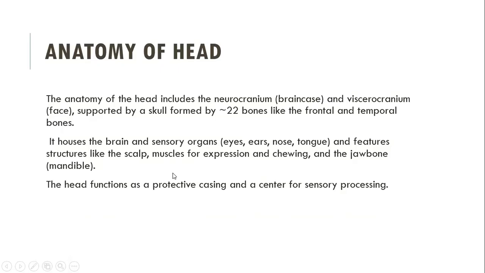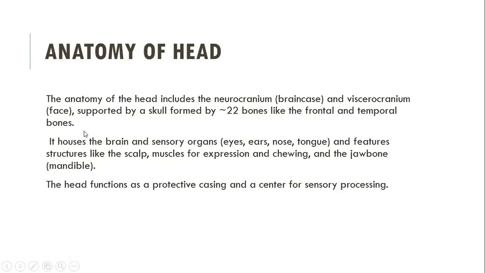So, basic surgical anatomy. Now, what is the basic surgical anatomy of head? Now, a head basically includes the neurocranium, that we commonly call brain case, and the viscerocranium, that is face, and it is basically supported by a skull that is formed by 22 bones, like the frontal and temporal bones.